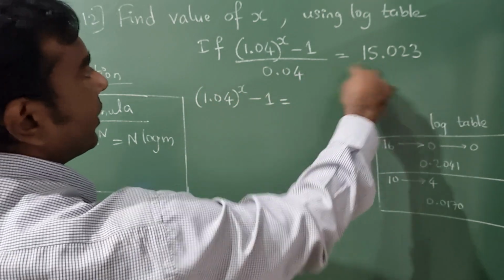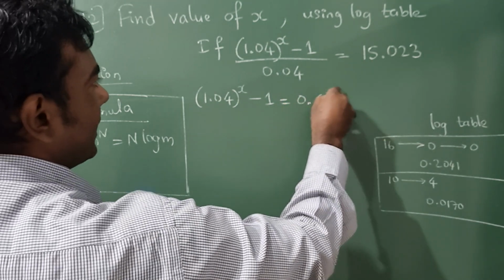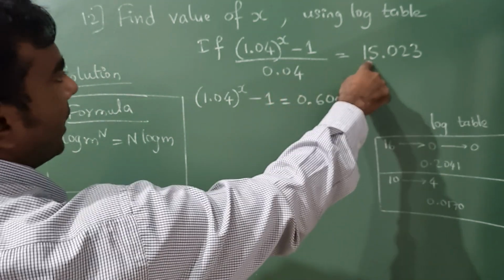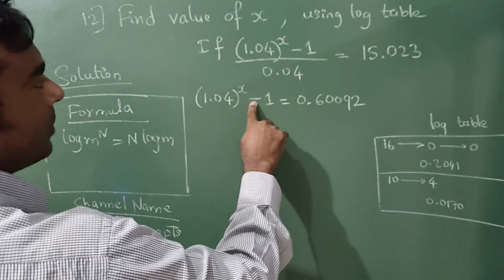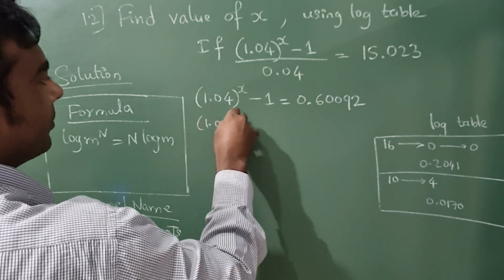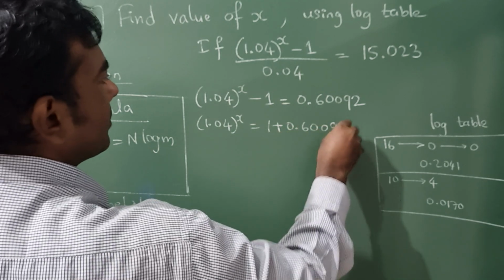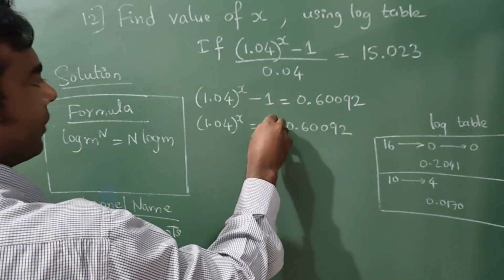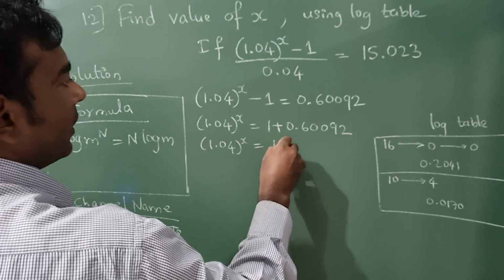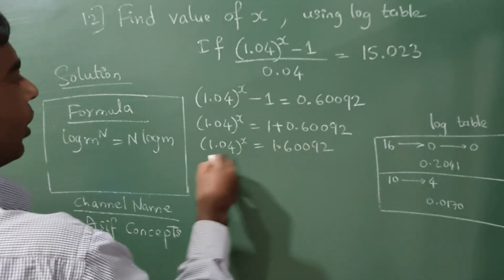Multiply these two. When you multiply this, you'll get 0.60092. Okay, you are multiplying this with the calculator. Now take this minus 1 to the other side, so it will become plus 1. Now if you add this with the calculator, it will be 1.60092. Apply log on both the sides.